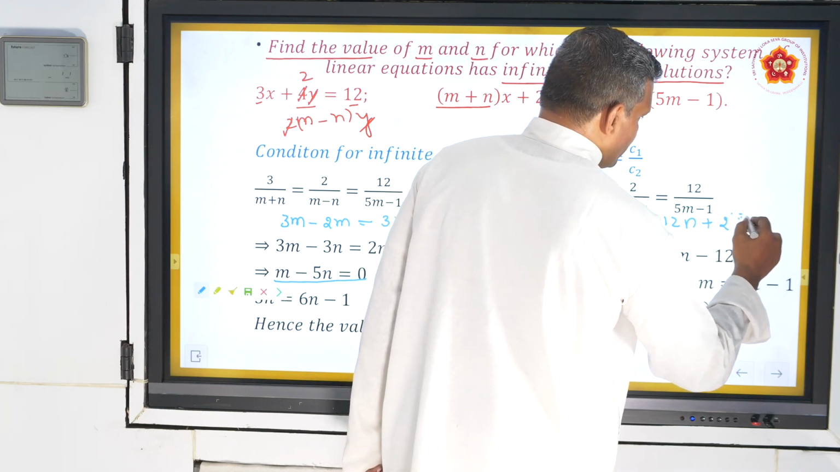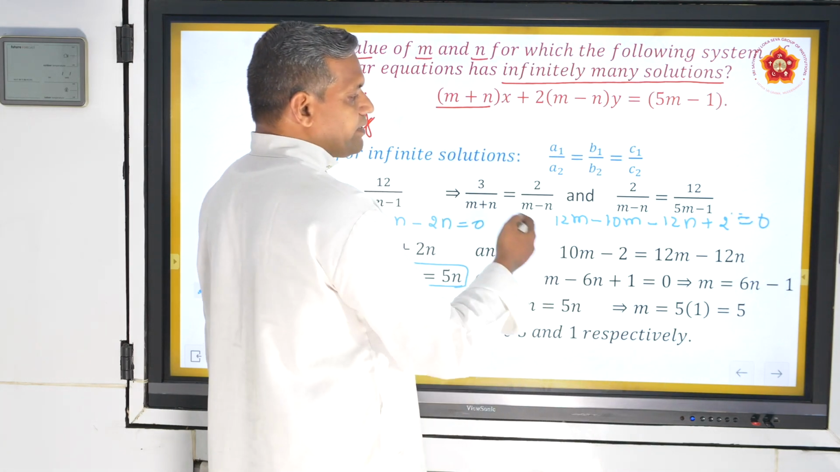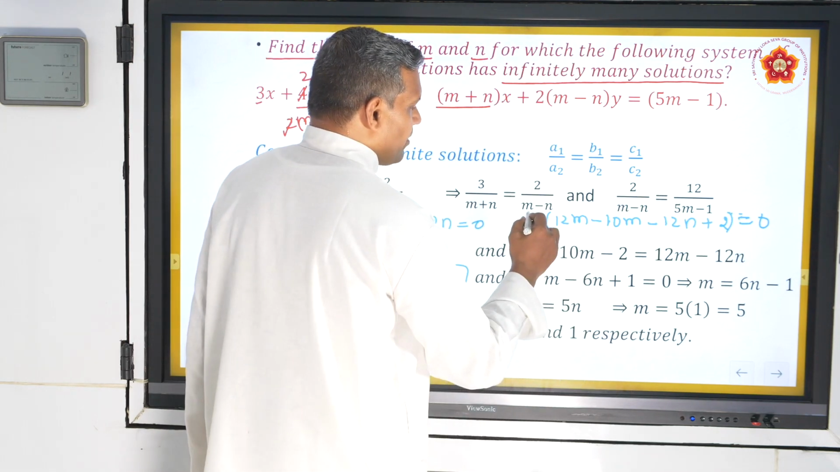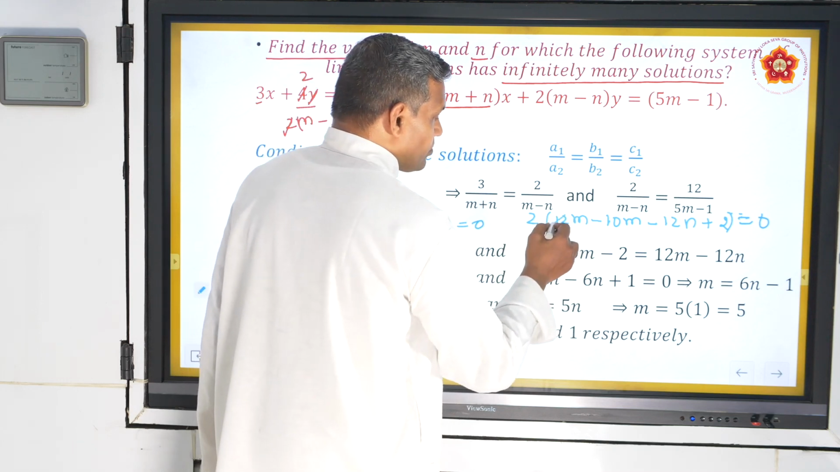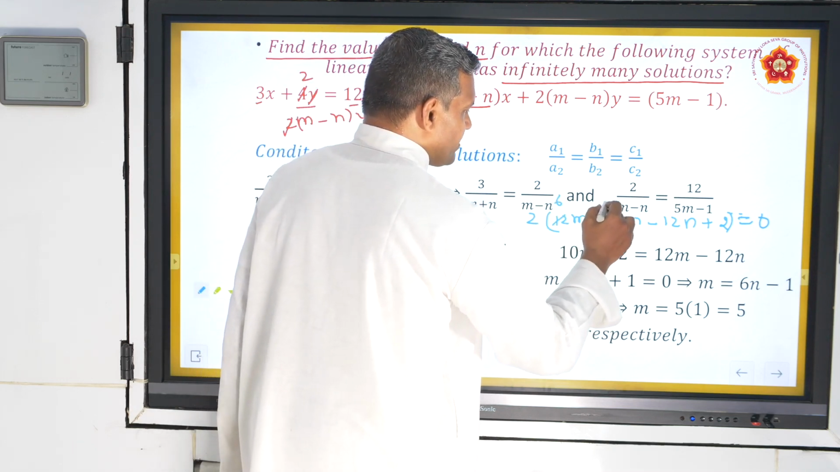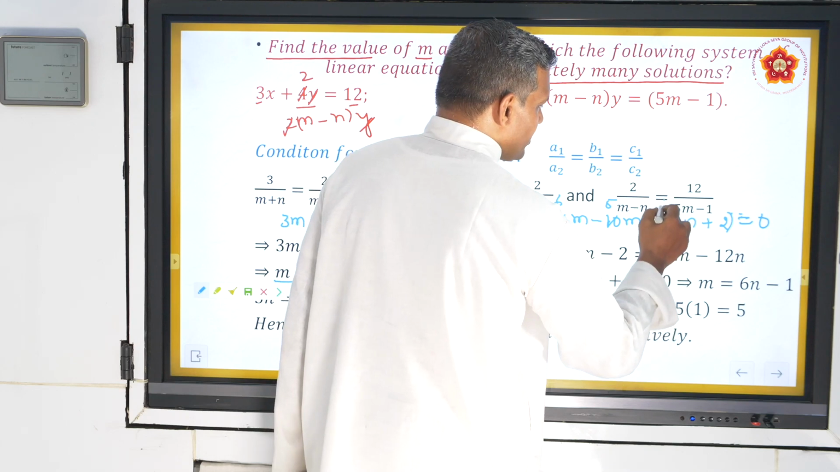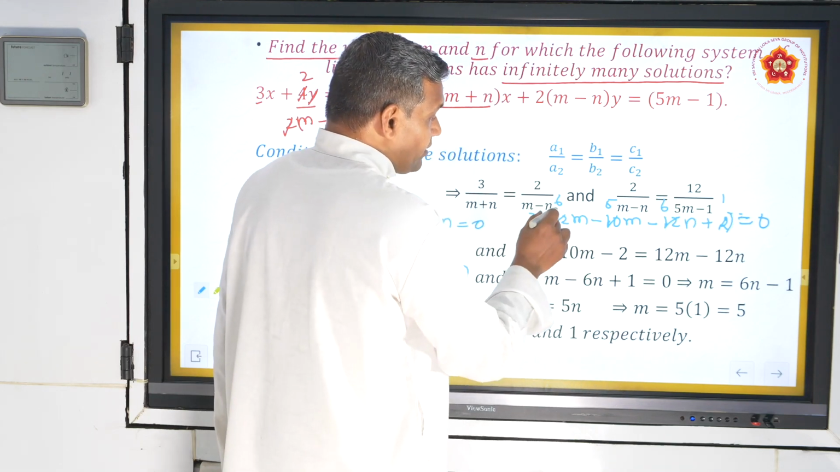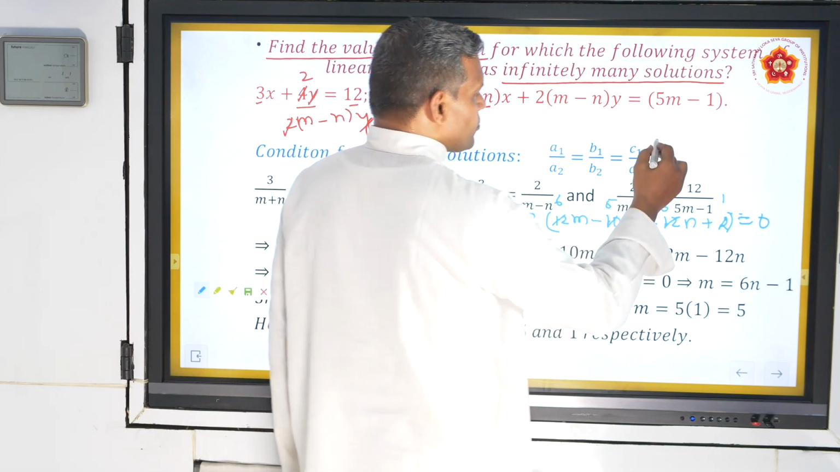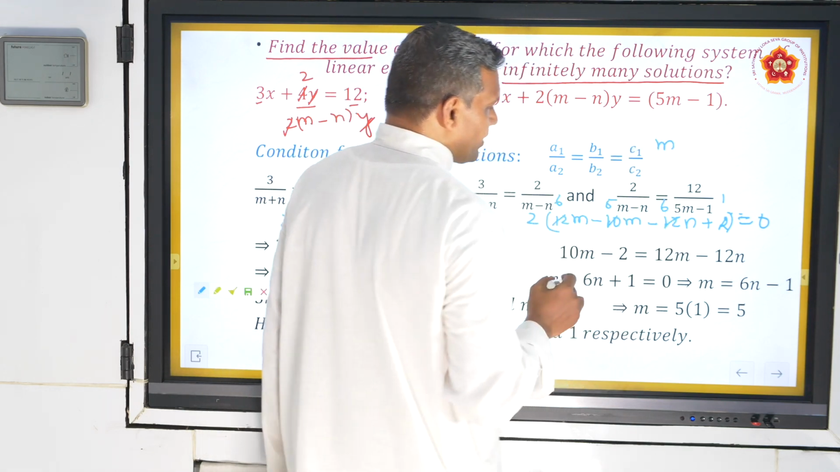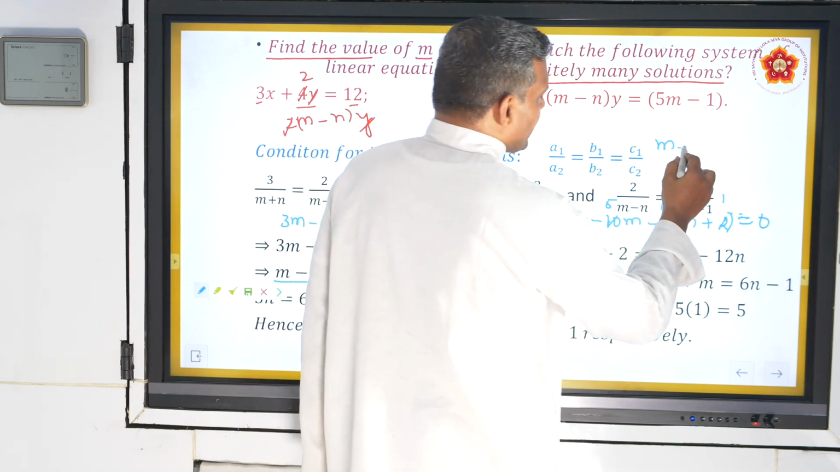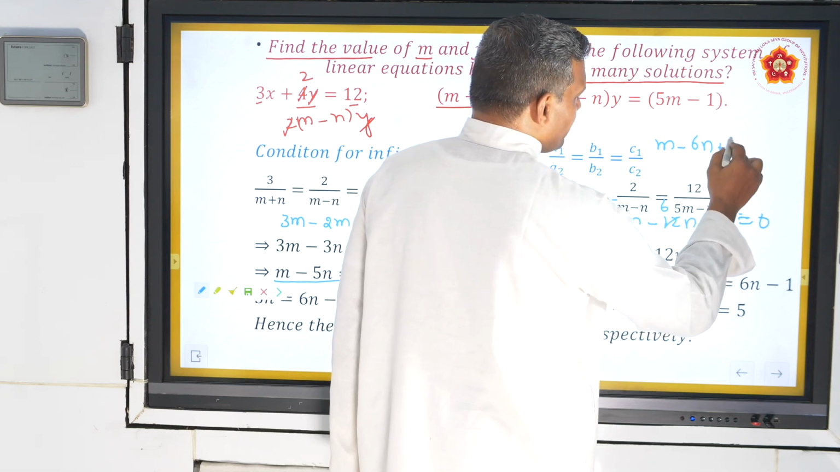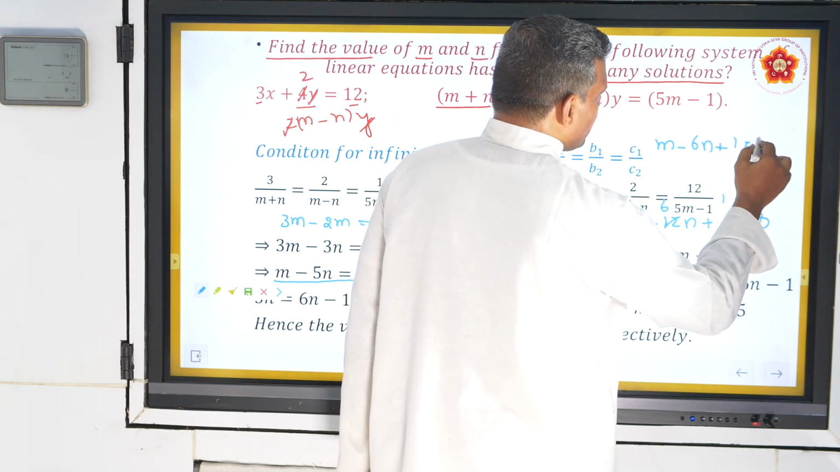Equal to 0. I see something common, so I will take the common factor out. 2 6s are 12, 2 5s are 10, and here 2 6s are 12 and 2 1s are 2. So what is my simplified equation? 6m minus 5m is only 1m, correct. Now minus 6n, so I will write minus 6n, and here I have plus 1, equal to 0.